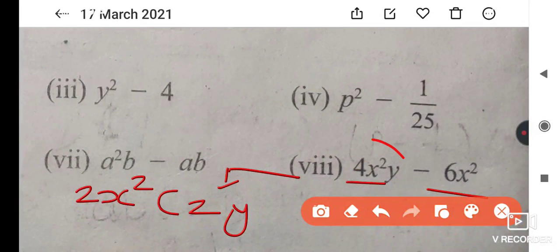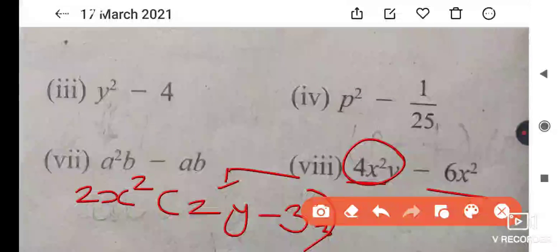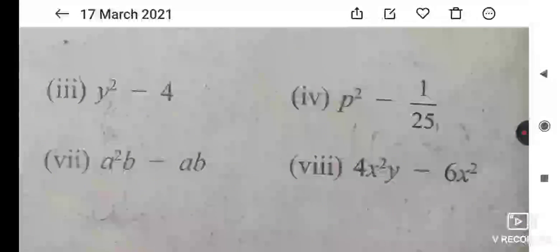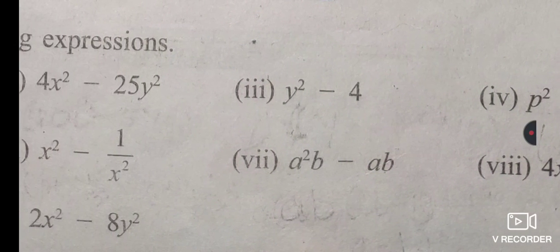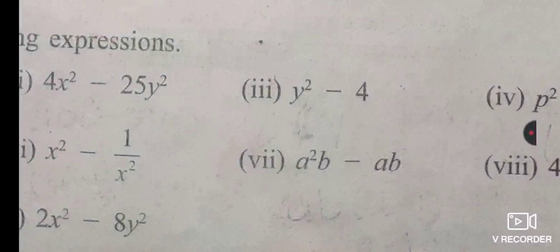So from the first term, what remains? 2y. And then, inside, what remains? 6x square is there, so minus 3. 2 threes are 6 and x square has gone outside. So 3 we have to write here inside the bracket. Okay. Now the next one: in our textbook answer sheet the answer is given. It is also a correct answer, but there they did not take all the common terms outside the bracket.